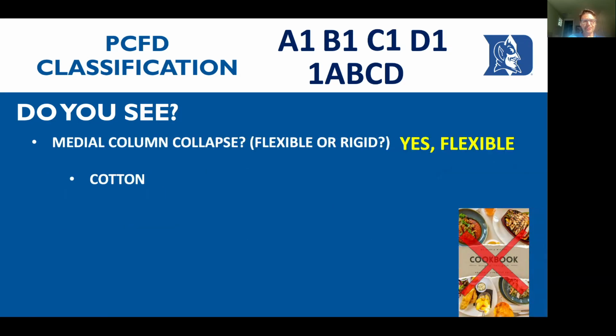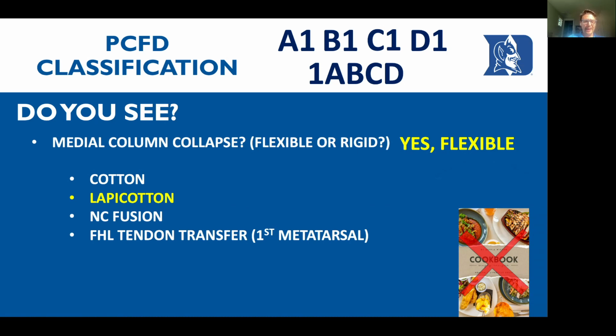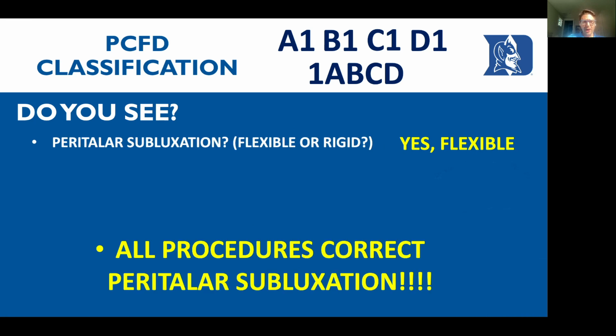Collapse, we said there was collapse. So you can do a Cotton, automatically that comes to your mind. But a Lapidus-Cotton, an NC fusion, of course, a talonavicular joint fusion that we wouldn't think of here, hopefully. Also, there's some literature now for an FHL tendon transfer to the first metatarsal. You mentioned Jay and Keene, he published on that. It could also change the collapse of the longitudinal arch.